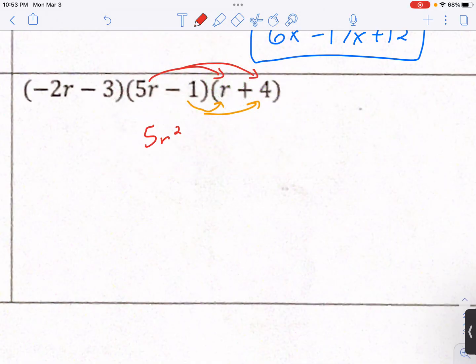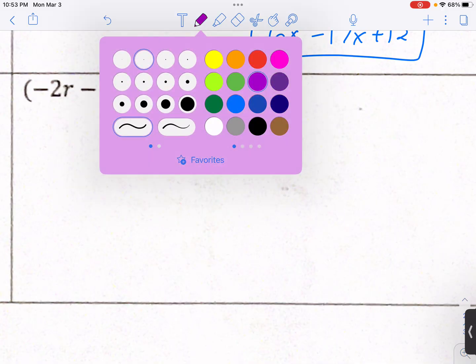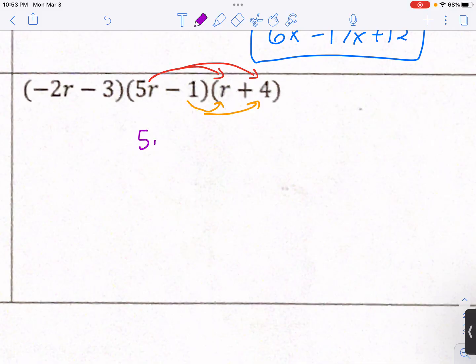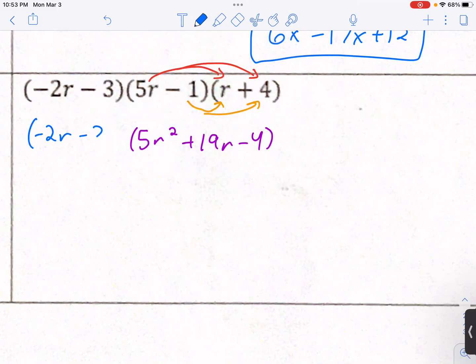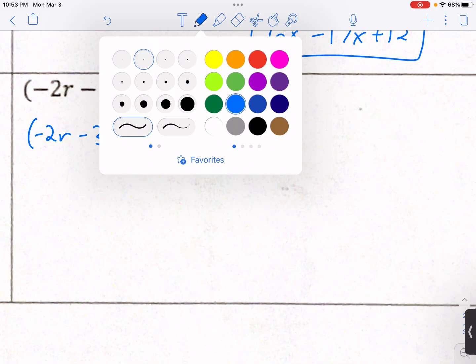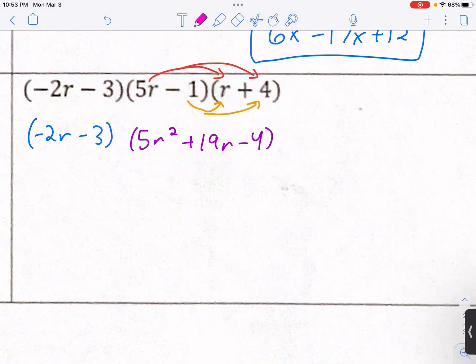5r squared, whoops, I'll use a different color. Okay, so again, once you multiply and combine your like terms, you should get this. Oops, not a plus 4, that's going to be a minus 4. So you should get this, and all you're going to do from there is drop down that negative 2r minus 3.